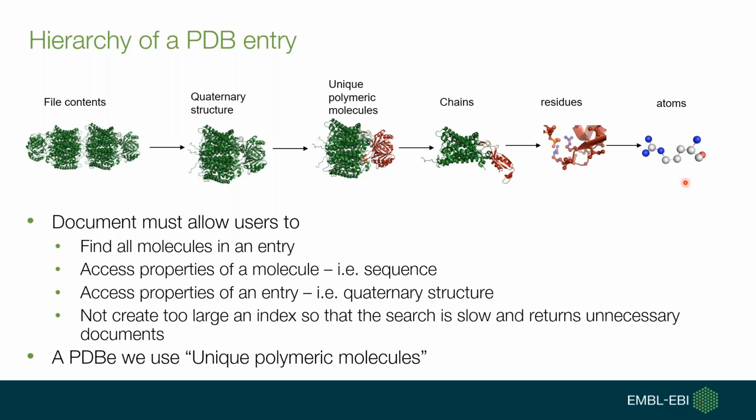So for search, we would have to devise a document that would allow us to find what users seem to search for. So what are all the molecules in an entry, the properties of those molecules, for example, the sequence, properties of the entry, such as quaternary structure, but also not create too large an index, so that Solr is not full of additional data and returns unnecessary documents, so a lot of duplication. At PDBe, we decided that the best part we could have is the unique polymeric molecules here.